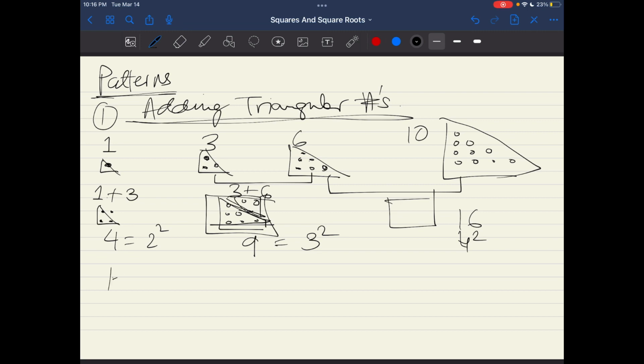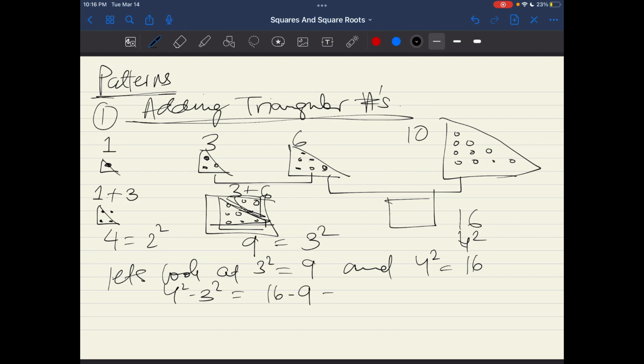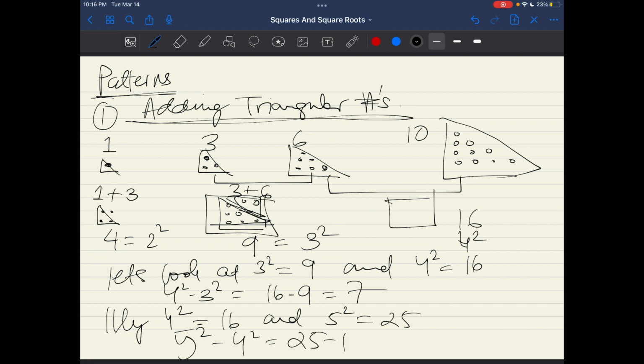Now, let's look at 3 squared equals 9 and 4 squared equals 16. Now 4 squared minus 3 squared is 16 minus 9, which is 7, right? Similarly, let's look at 4 squared equals 16 and 5 squared equals 25. And then 5 squared minus 4 squared is 25 minus 16, which is 9.